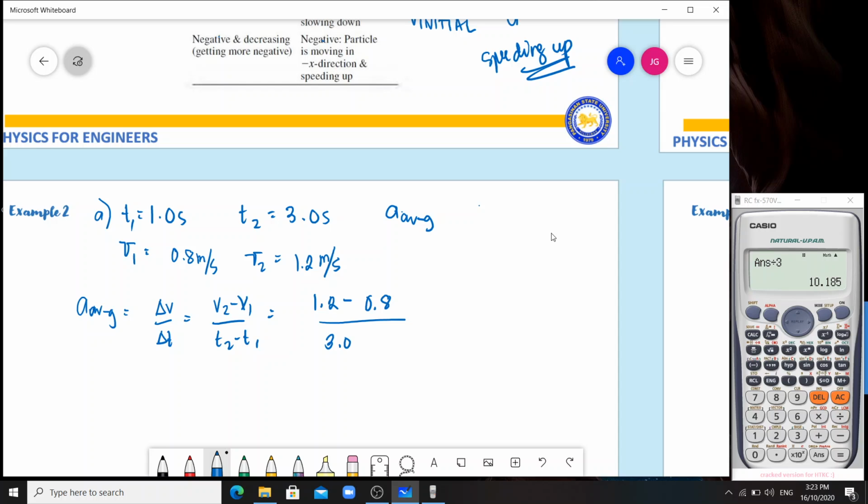Okay. T2 is 3.0. T1 is 1.0. So, kapag kinalkula natin siya, 1.2 minus 0.8, that is equivalent to 0.4 meters per second. Okay. And then, 3 minus 1 is 2.0 seconds. So, 0.4 divided by 2, that is equivalent to positive 0.2 meters per second squared. Okay. Now, how do we identify if it's slowing down or speeding up? Ang initial natin is positive, ang acceleration natin is positive, so therefore this is speeding up or increasing velocity.